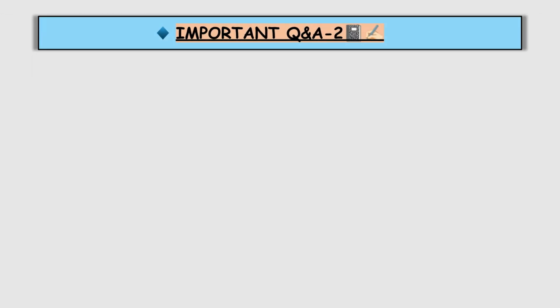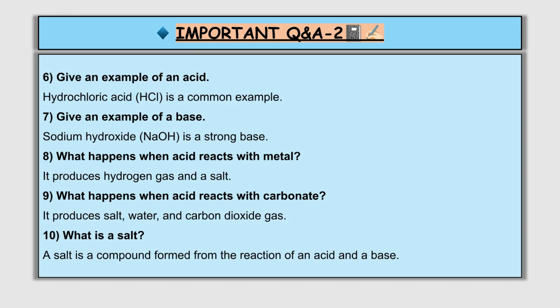Continuing with questions and answers, hydrochloric acid and sodium hydroxide are examples of an acid and a base, respectively. The reaction of acid with metal produces hydrogen gas and salt. Acid reacting with carbonate yields salt, water, and carbon dioxide. A salt is a compound from an acid-base reaction.